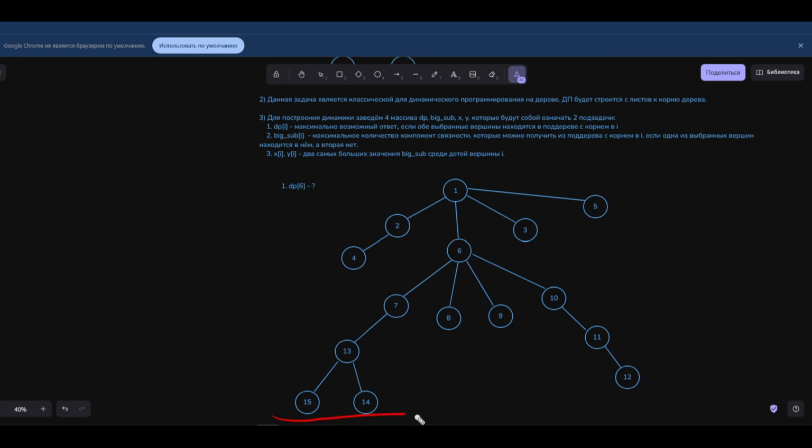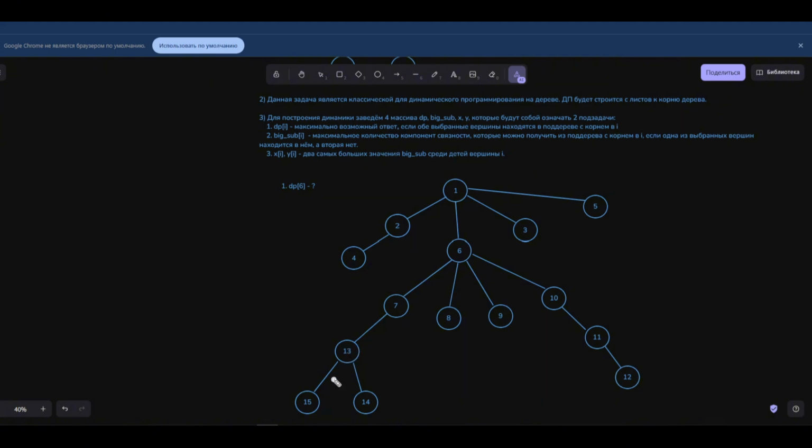Which red vertices are in this subtree? And which vertices, if we remove a certain vertex, will immediately create many connectivity components among the children? These will be the vertices, namely 13 and 6.